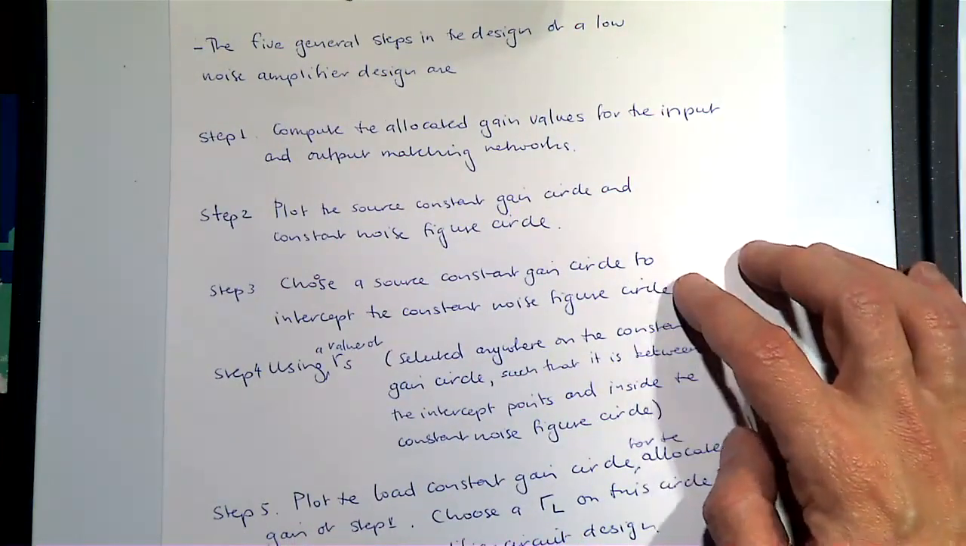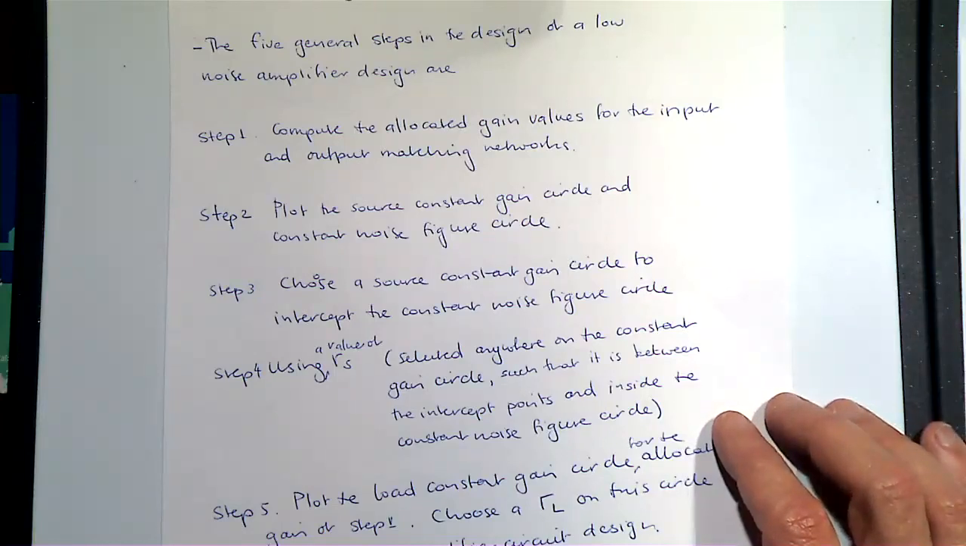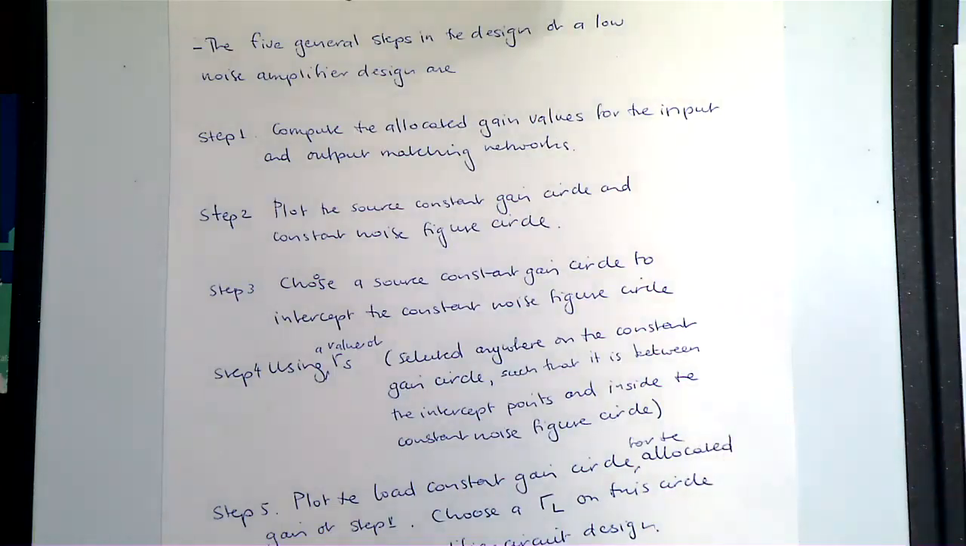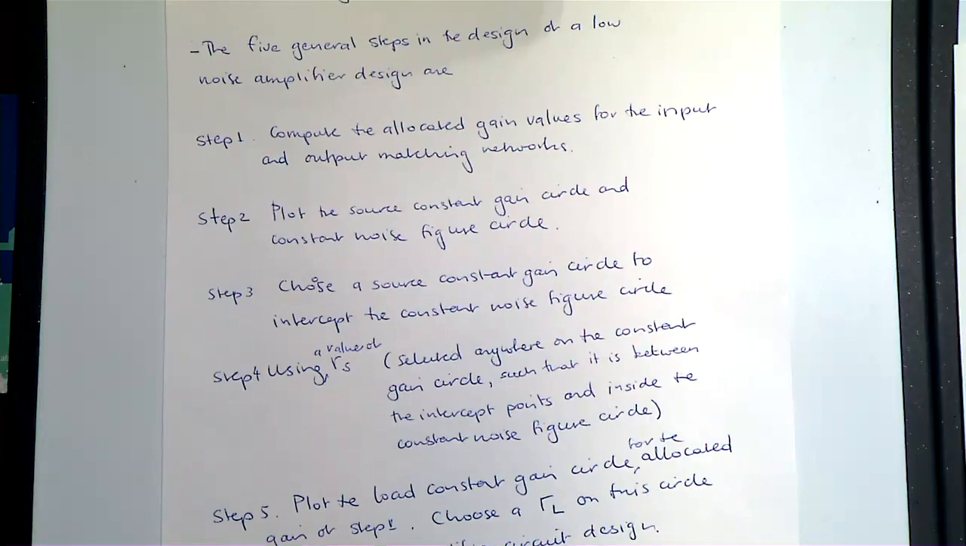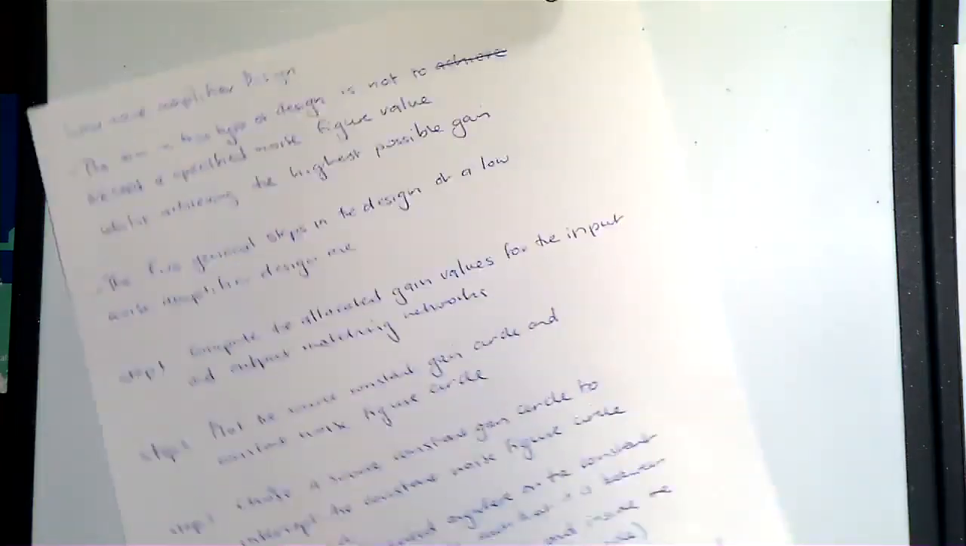Okay, so step number 3. Step number 4, we choose the desired gamma S in order to achieve our desired noise figure. And then step number 5, what we do is we plot the load constant gain circle, and we just determine and choose the appropriate gamma L in order to complete the design. Okay, let's put this procedure or recipe into practice.